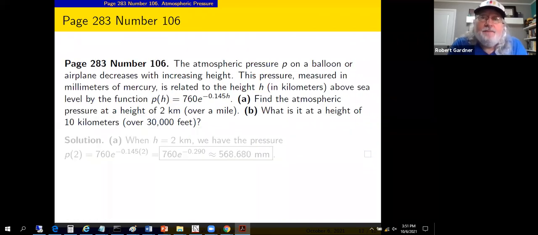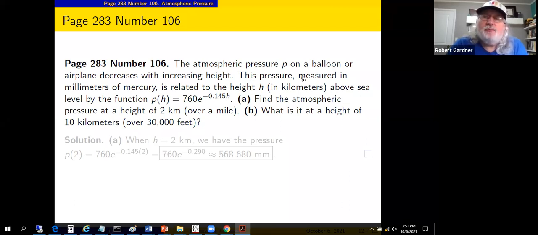And finally, a real world example. By now, you know that means ugly numbers. I'll need a calculator to evaluate these. Any standard calculator has an exponential function, base e, on it.